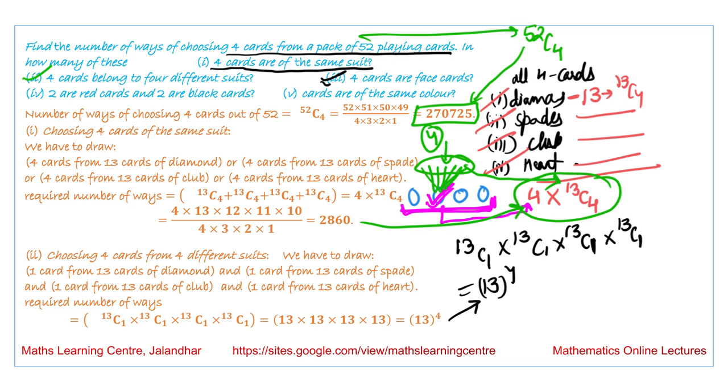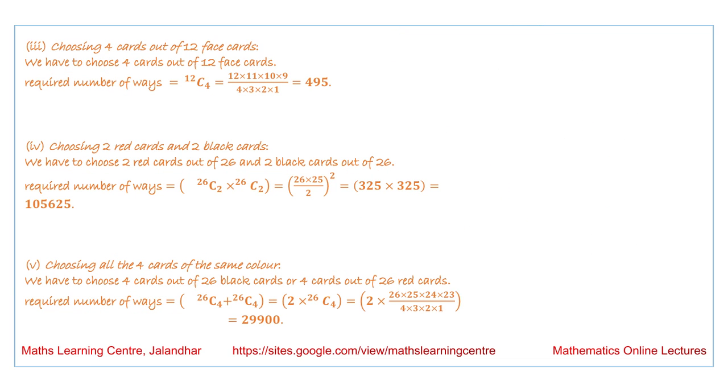Third is, 4 cards are face cards. The number of face cards we have is 12. We want to choose 4 cards out of these face cards, so the answer we have is 12C4, and the value of 12C4 is 495.